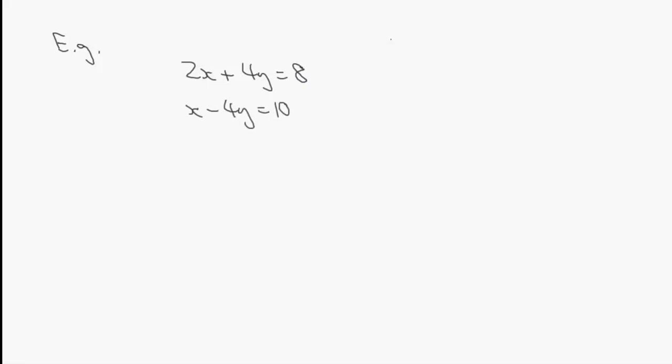If you add them together, by adding the x's and y's and other values, it will become 3x equals 18. So we simplify it, x will become 6. And then through this, we can find out the value of y by substituting the value of x into the equation. So 6 minus 4y equals 10.